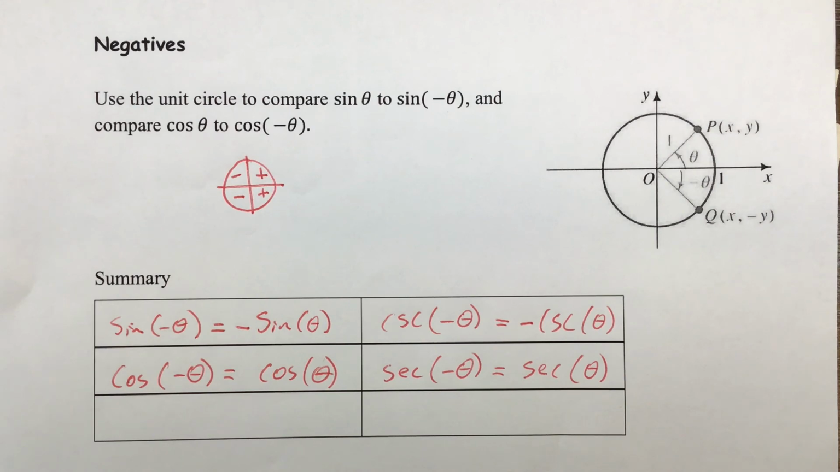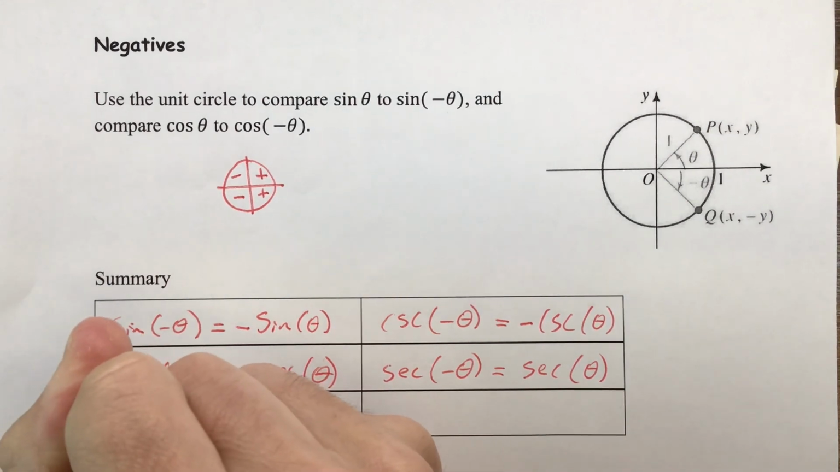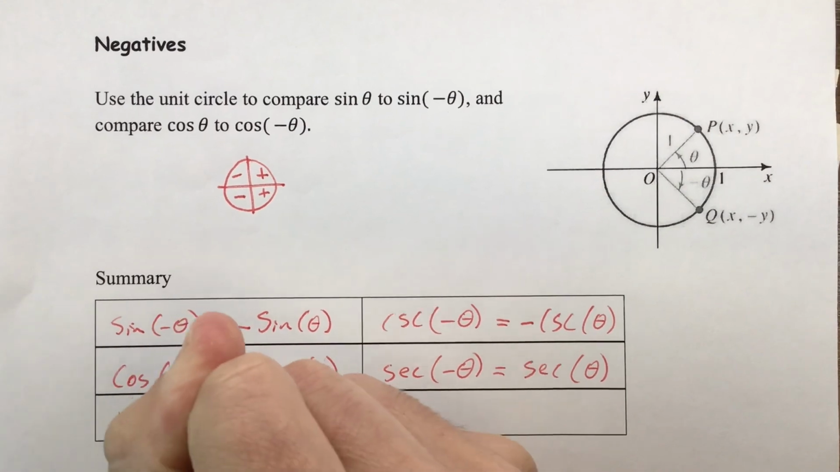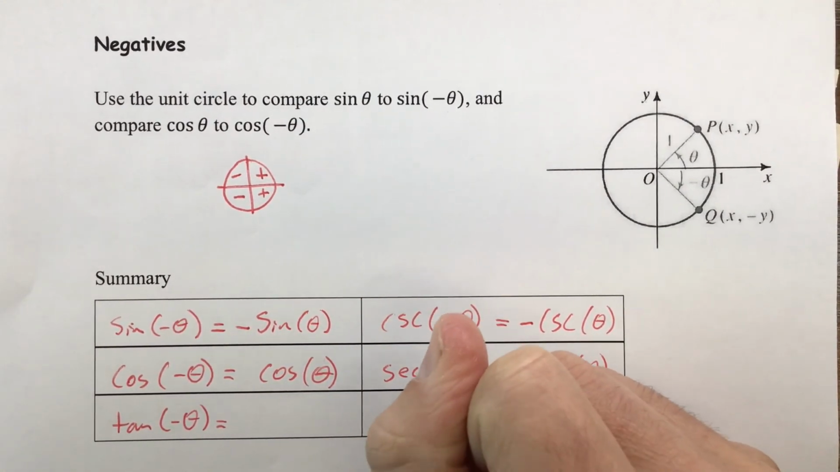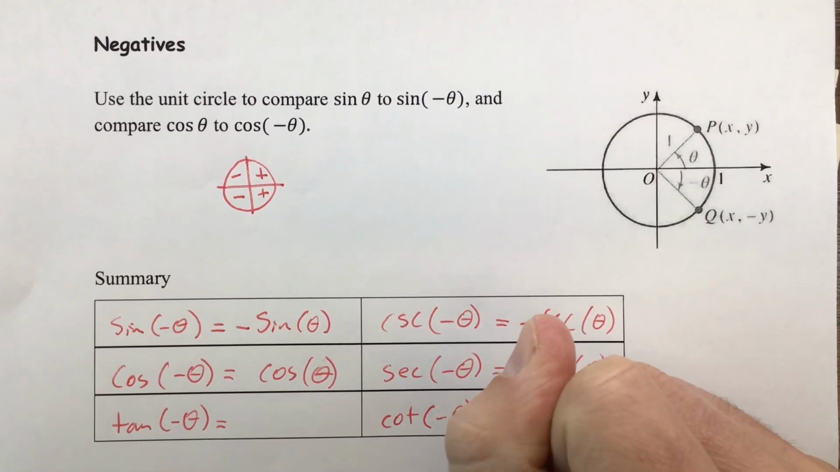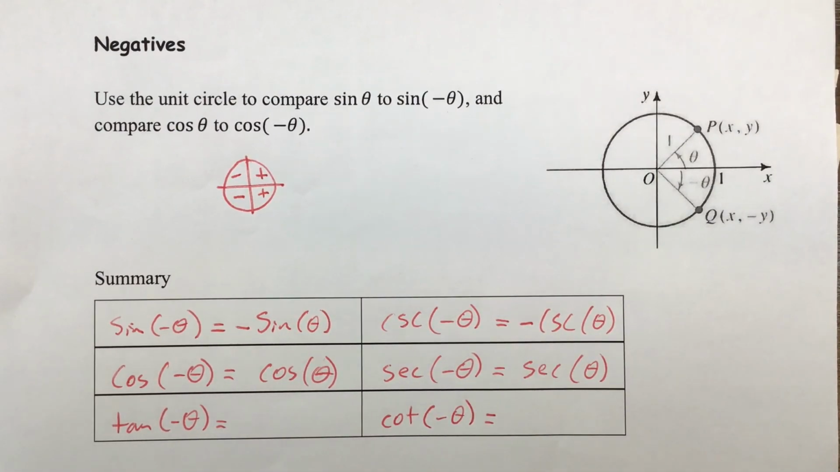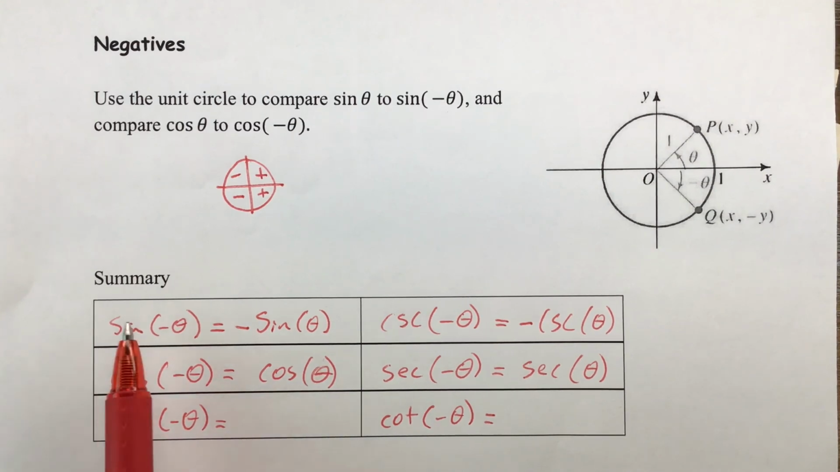All right, and then last, what would we have here? We'd have the tangent of negative theta. Got to figure out what that one would be. We also have the cotangent of negative theta, and think about what that will become. Now, previously, I demonstrated that the tangent is the same thing as the sine divided by the cosine.